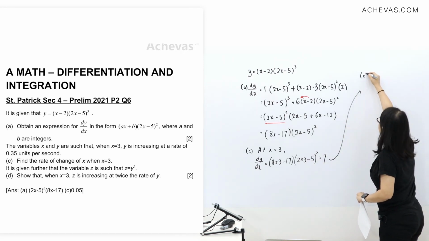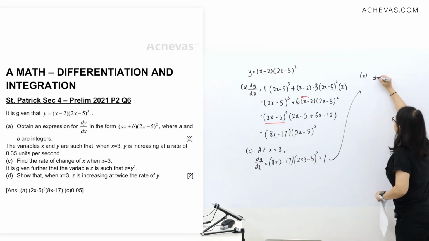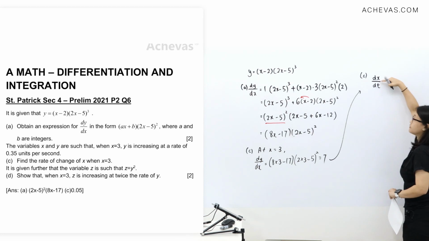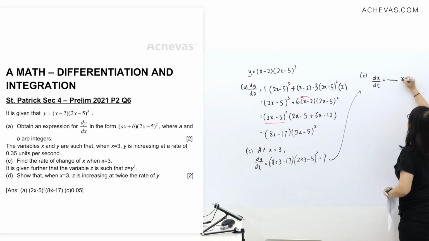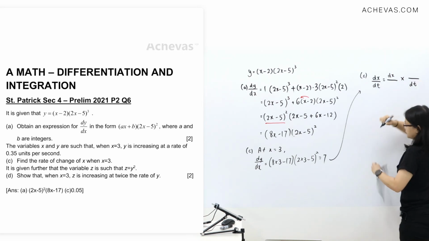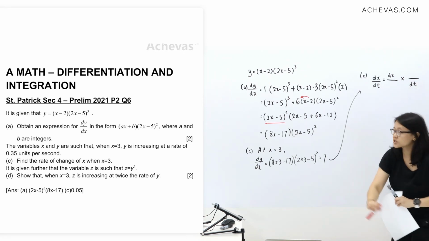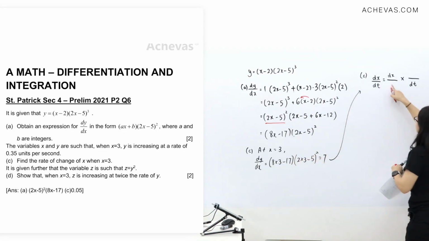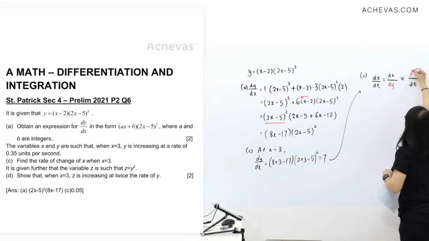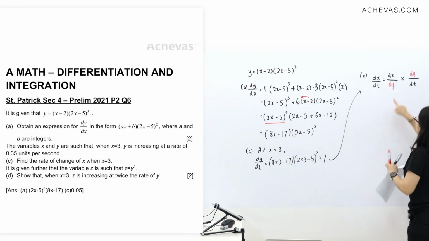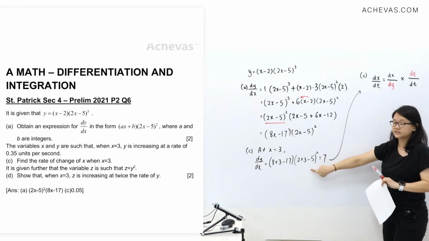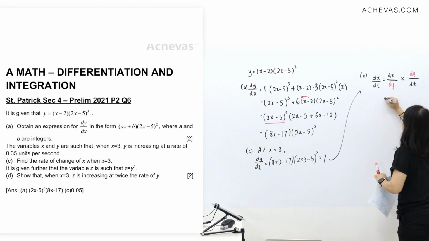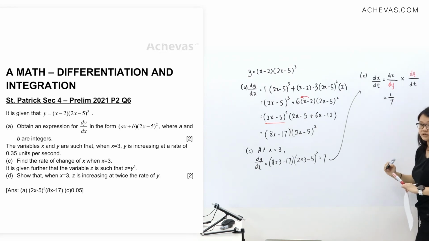This is part C, continuation. We need dx/dt, the rate of change of x. Let's split dx and dt up. In this question, the value we have is dy/dx, so we're going to fill in dy here and dy here. This is dx/dy, this is dy/dx. So I'm going to fill in here 1 over 7, the reciprocal.